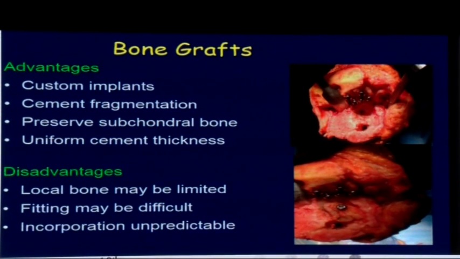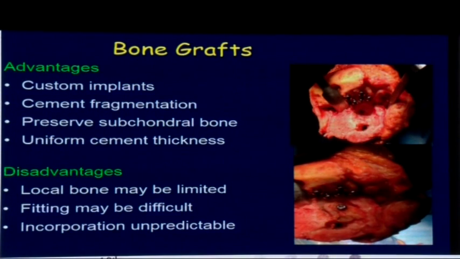With bone grafts, the advantage is that you can avoid custom implants and therefore the cost associated with it. You prevent cement fragmentation, preserve subchondral bone, and you can maintain a uniform cement thickness provided you've got the bone graft level right. The disadvantage, local bone may be limited, which I've already alluded to.